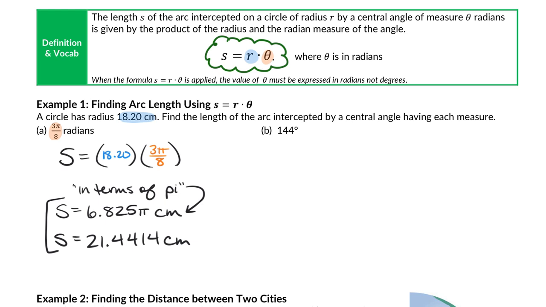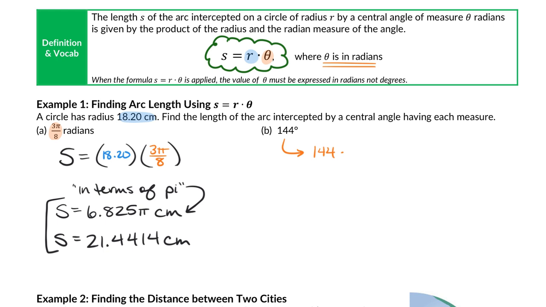Ooh, but problem. Letter B is in degrees. Oh, no. The formula for arc length requires that theta is measured in radians. So before we use the angle 144 degrees, we do need to change it to radians. So what was the conversion last class to change degrees to radians? 144 times, and then there's a conversion factor.